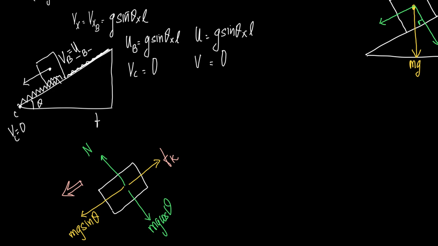Okay. Now, what is Fk? See, we know that Fk is nothing but mu into n, right? Fk is mu into n. Okay.